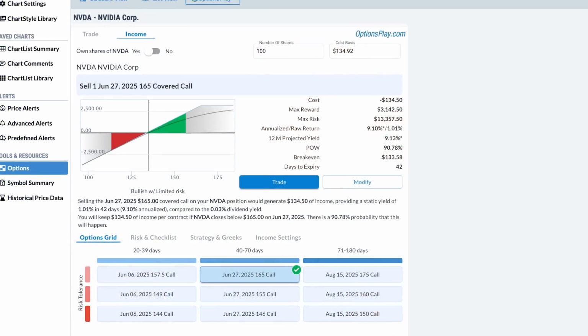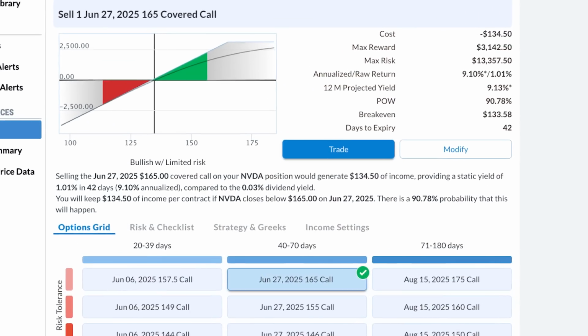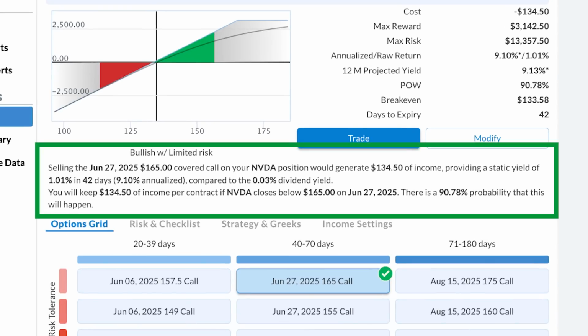Cool. And I like that there's also a lot of text in here that tells me exactly what we should expect in terms of income and return if we go this income route. So we have the plain English explanation for both trading and income strategies. Actually, any strategy you structure within options play, we have a plain English explanation for it.